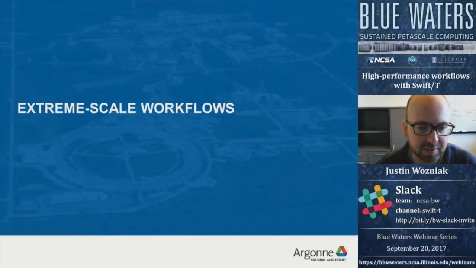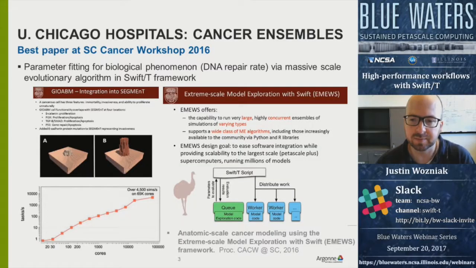So just to get started, I'll give two quick examples of large-scale workflows. One is cancer ensembles. Let's say you have an agent-based model of cancer, and you want to run it millions of times. Let's say this model is relatively small. It's a small C++ program, and we want to run it say 6 million times to study the parameter space and figure out the right parameters for this tumor model.